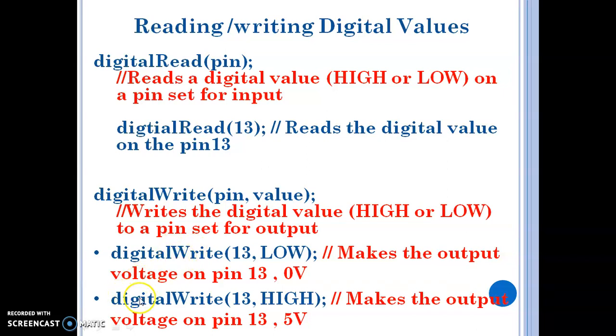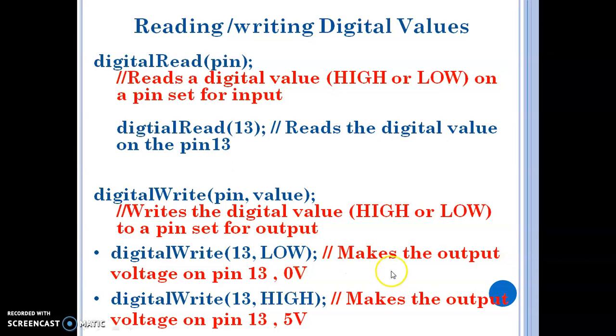Or if you want to give a high value, then we write digitalWrite(13, HIGH). So this last instruction will apply a high voltage to pin number 13. If I write digitalWrite with the pin number and LOW, then it will give 0 volts to that particular pin. So like this we can give a high voltage or a low voltage to a digital pin. This is about writing and reading digital values.